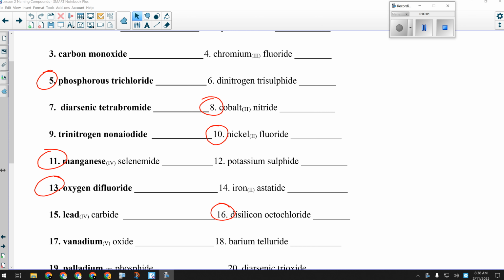Before we get started on these guys, just a couple of reminders. Your lab report for the Properties of Compounds lab is due February 13th, so day after tomorrow. Make sure you've got that done for 8:30 a.m.